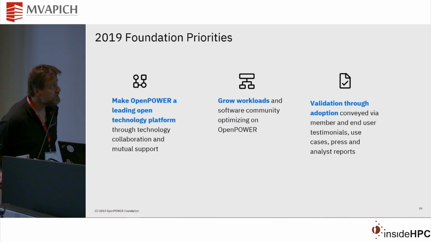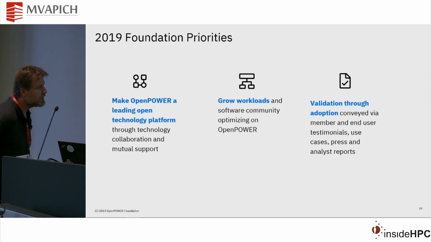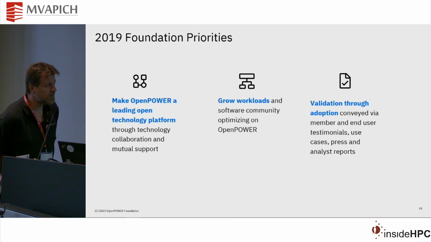So these are the priorities for this year for the foundation. They want to make OpenPOWER a leading open technology platform through technology collaboration and mutual support. They want to grow the workloads and the software community optimizing on OpenPOWER, and they want to validate through adoption, conveyed via member and end user testimonials, use cases, presentations, press and analyst reports. So the goal is going on well.